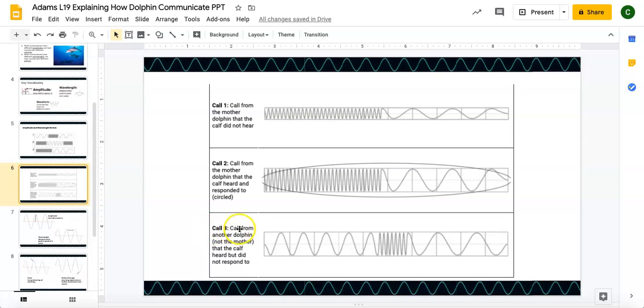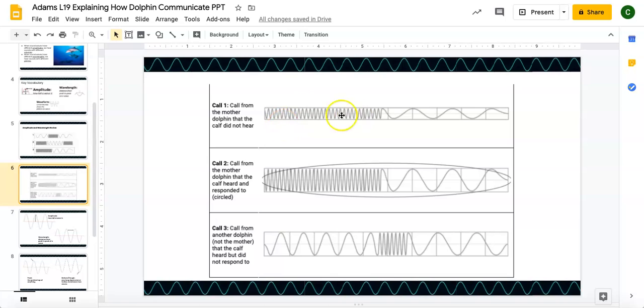Call 3, call from another dolphin that's not the mother that the calf heard but did not respond to. The calf didn't respond to this call because it was not its mother. So you need to make sure you know the difference between all 3 of these. Now let's go ahead and think about these printouts and see what the difference is.